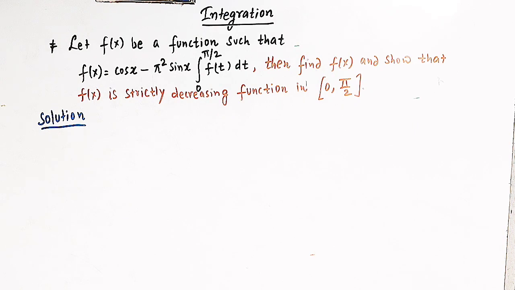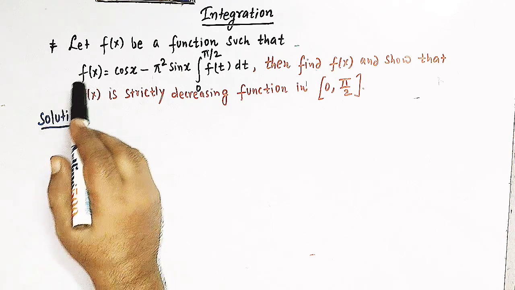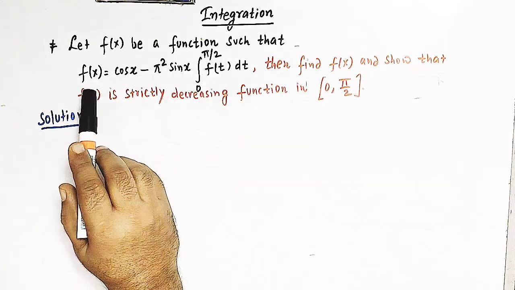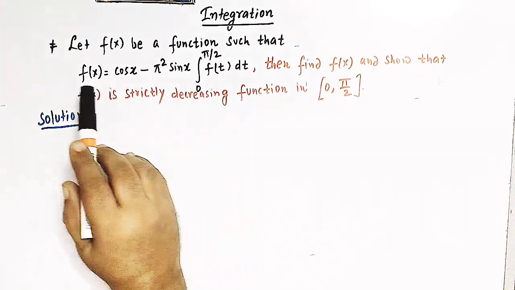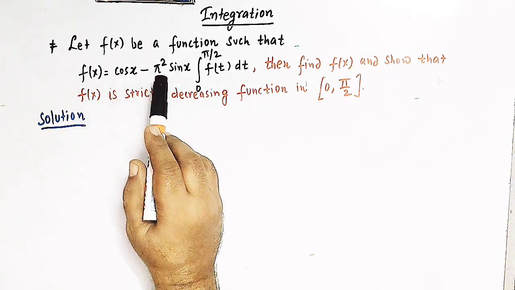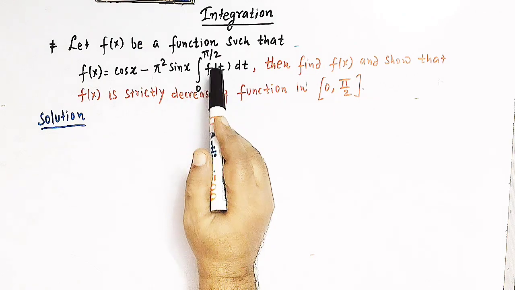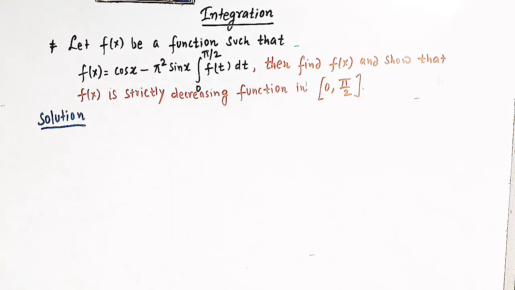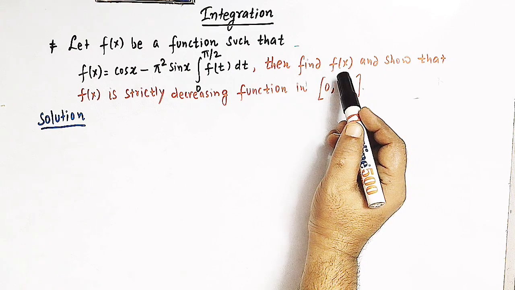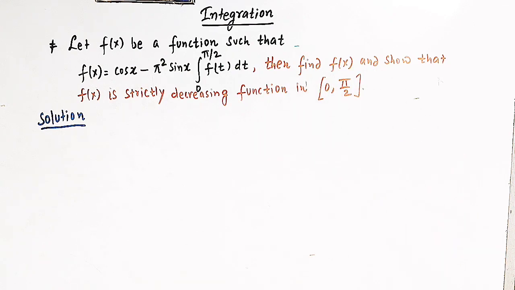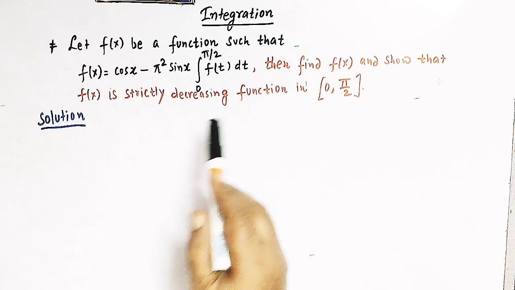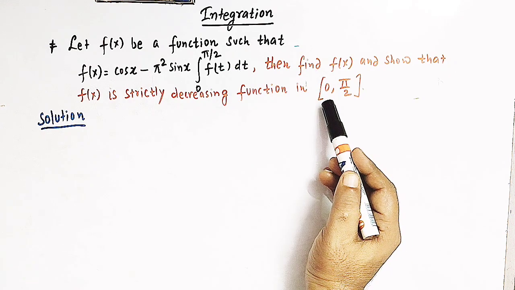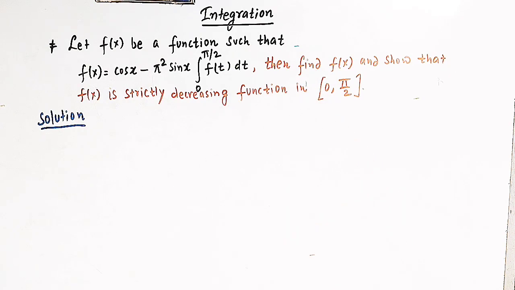Hello viewers, in today's session we are going to discuss another important and conceptual problem from integration. In this session we are going to discuss a problem where we are given a function f of x which is defined by the equation f of x is equal to cosine x minus pi square sine x times the integral from 0 to pi by 2 of f of t dt. Then we have to find f of x, and further we have to show that this function f of x is strictly decreasing in the interval 0 to pi by 2.